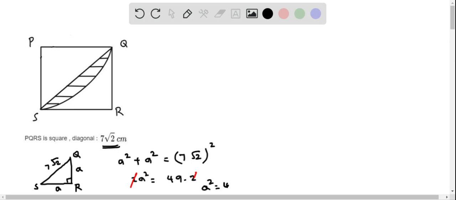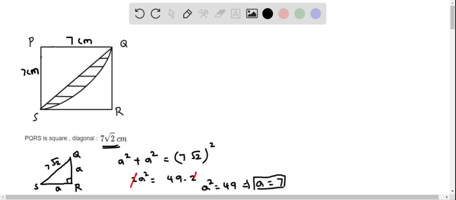which means when you take the square root on both sides we get A equal to square root of 49, which is 7, which means the side of the square is 7. So we can represent this as 7 centimeter over here as well as 7 centimeter over here, because all four sides of a square are equal, which means these two sides will also be 7 centimeter.